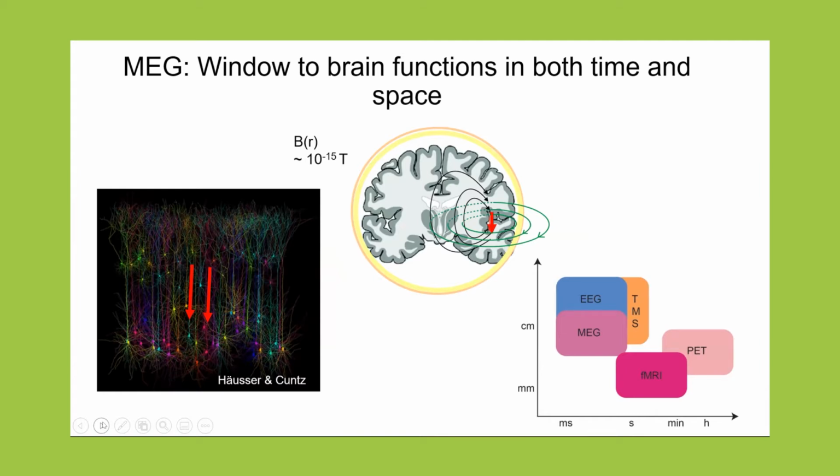so small, in the order of femtoteslas, that we need special sensors for measuring them, which makes the technique at the moment really expensive, and thus it is not commonly available. Nevertheless, of the functional neuroimaging techniques depicted in the right lower corner, MEG provides the best spatial and temporal resolution, and thus it makes it really optimal for many research questions.